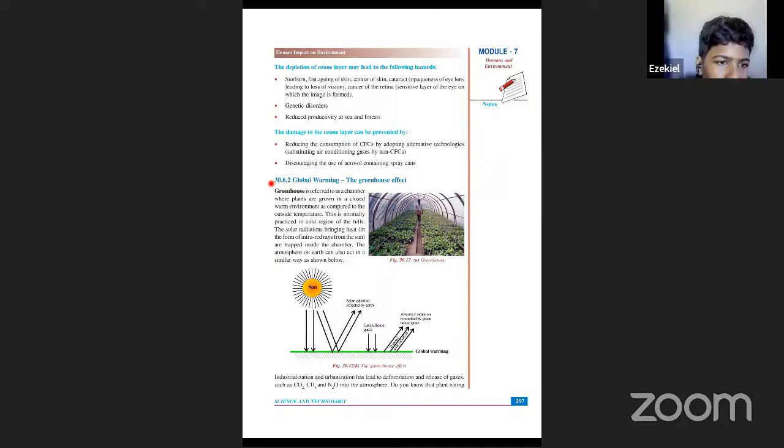Greenhouse is referred to as a chamber where plants are grown in a closed, warm environment as compared to the outside temperature. This is normally practiced in cold regions of the hills. The solar radiation bringing heat in the form of infrared rays from the sun is trapped inside the chamber. The atmosphere on Earth can also act in a similar way as shown below. Industrialization and urbanization has led to deforestation and release of gases such as carbon dioxide, CH4, and nitrogen oxide into the atmosphere.